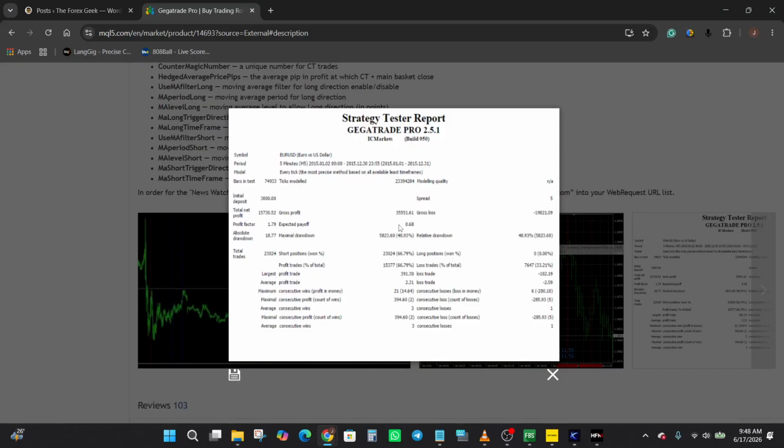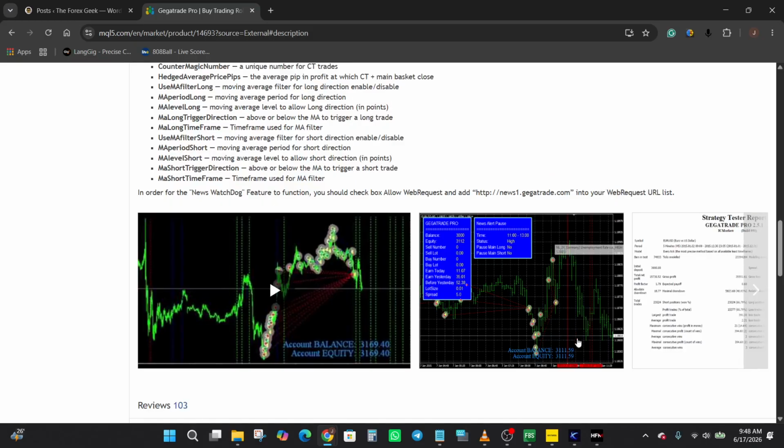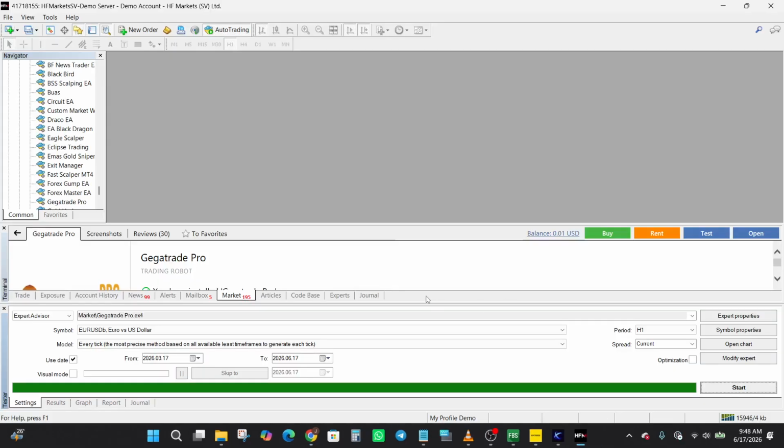And then here we have the strategy tester report, $3,000 initial deposit, net profit 15,730.52. And then we also have 23,024 total trades taken, out of which 15,377 were profitable, giving a 66.79% win rate. Okay, let's head over to our strategy tester.